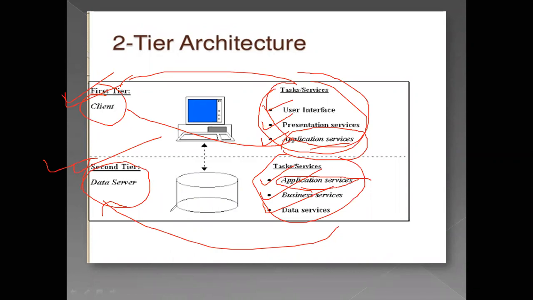You saw that the first tier is the client, and now the second tier is the data server, okay. Sir, in the first tier we use a personal computer, and in the second tier we use the business services, that is, the tasks. Server part. Okay. Yes, we are using a server in the second tier.